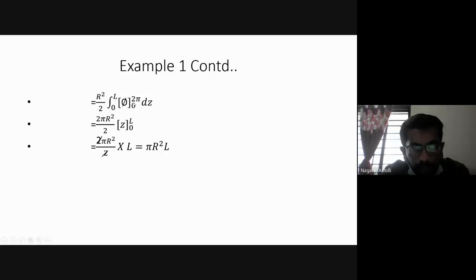Hence we are getting 2 pi minus 0. Upper limit is 2 pi, lower limit is 0. 2 pi minus 0 is 2 pi only. That is 2 pi r square by 2. Then next integrate the dz. Integration of dz with respect to z is z over the limits 0 to L. It will be 2 pi r square by 2 into L minus 0. L minus 0 is L. Hence 2 and 2 will cancel and we'll get pi r square L.